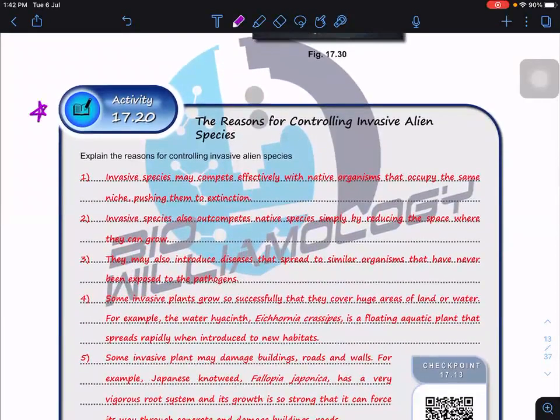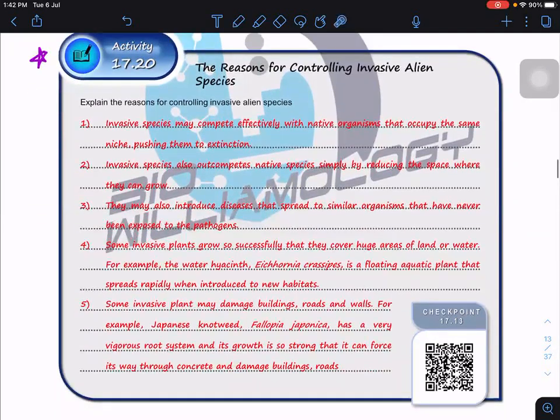So what are the reasons I highlight this? Why do we want to control invasive alien species? Because we know that they may compete effectively with native organisms that occupy the same niche, pushing them to extinction. They may outcompete the native species simply by reducing the space where they can grow. They may also introduce diseases that spread to similar organisms that have never been exposed to the pathogen. Some invasive species grow so successfully that they cover huge areas of land or water.